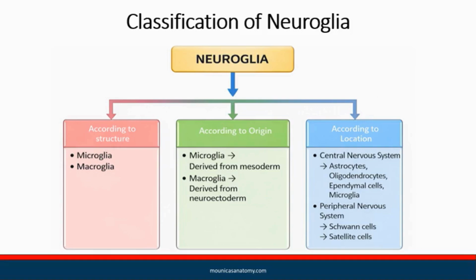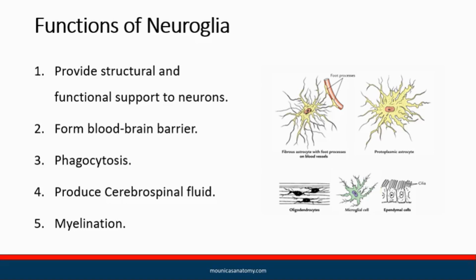Classification: according to structure, microglia and macroglia. According to origin, microglia are derived from mesoderm and macroglia from neuroectoderm. According to location, in the CNS: astrocytes, oligodendrocytes, ependyma, and microglia. Peripheral nervous system: Schwann cells and satellite cells. Functions: provide structural and functional support to neurons, form blood-brain barrier, phagocytosis, produce cerebrospinal fluid, and myelination.